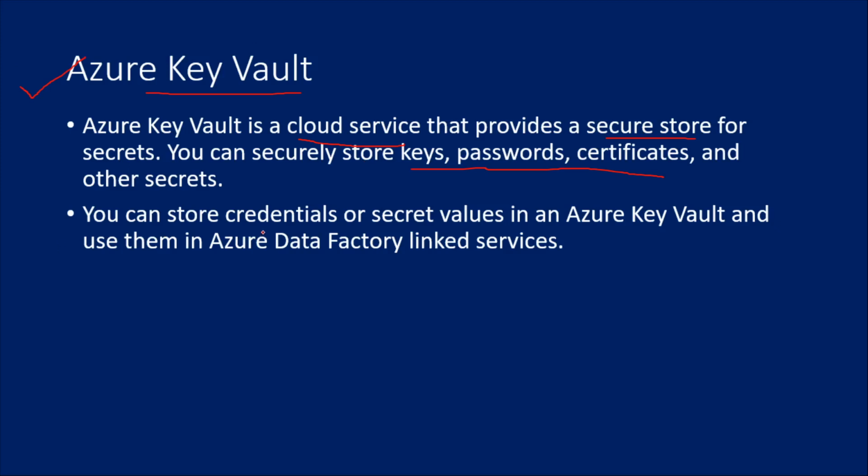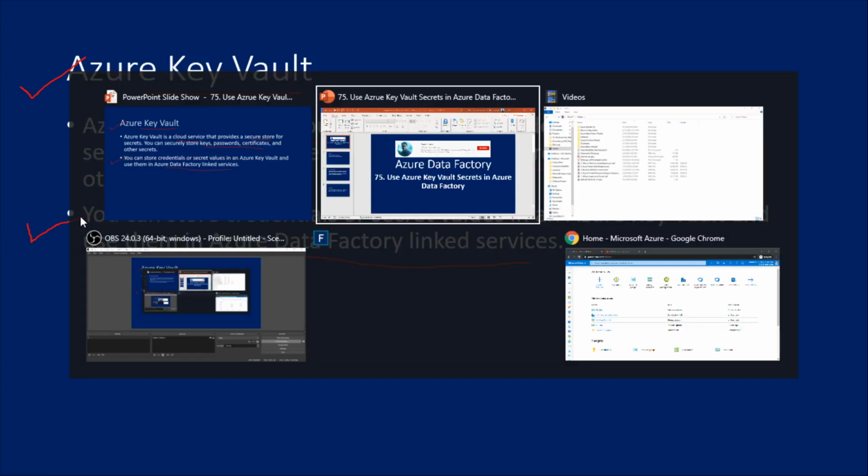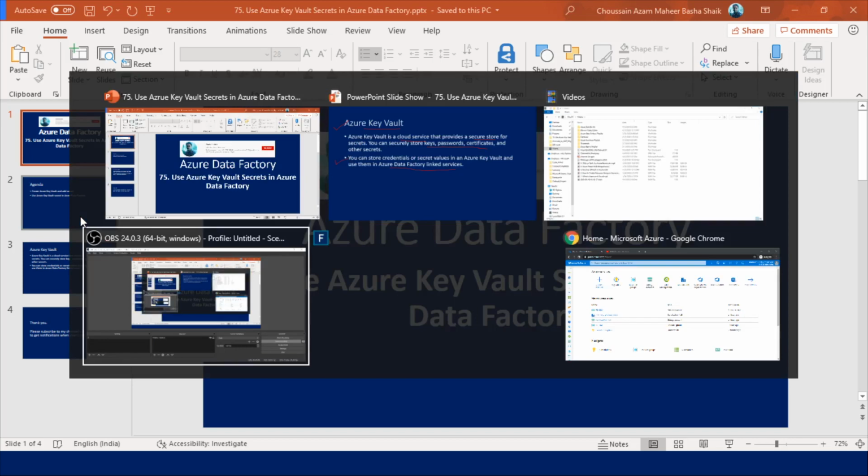And the second thing we are going to see is, once we save the secret inside a Key Vault, then in Azure Data Factory we will be creating linked services, and we'll try to use the connection string from that secret which we stored inside the Key Vault. Don't worry, we are going to look at a practical implementation so that you will get a clear idea. Let me go to my Azure portal.